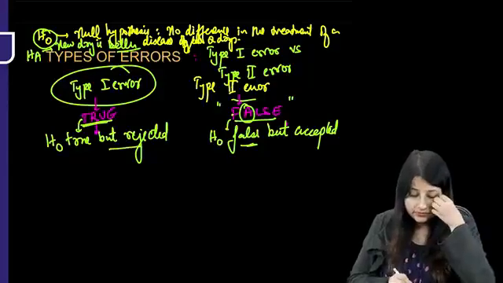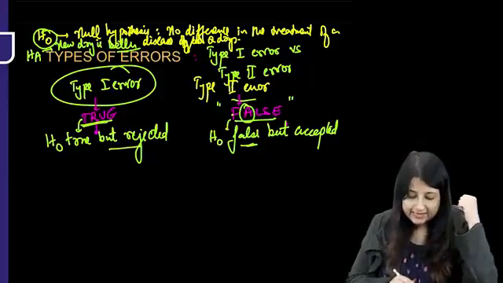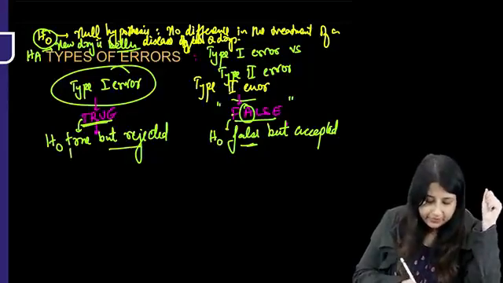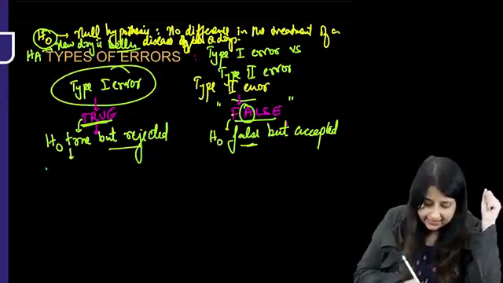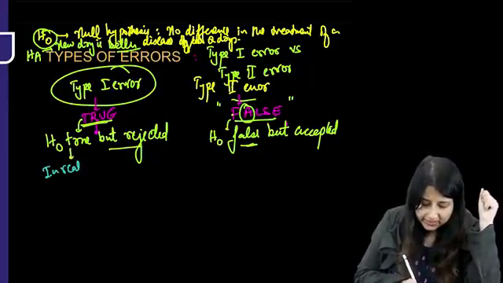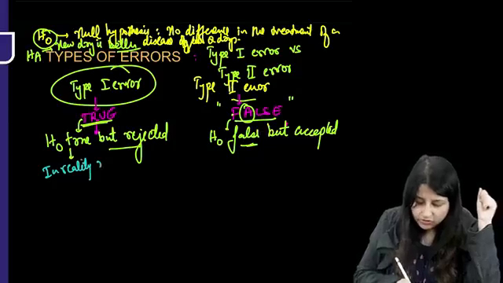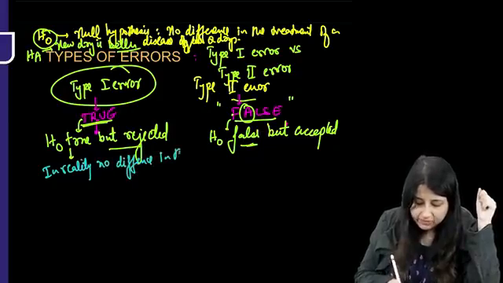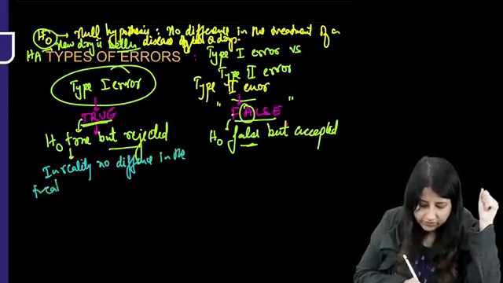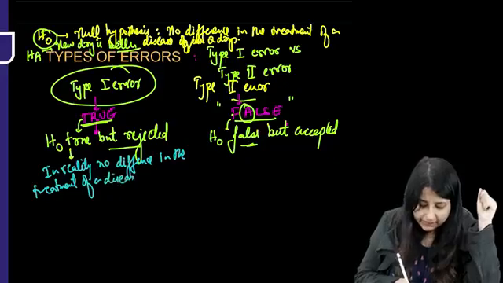So now what does this mean in type 1 error? That null hypothesis is true. That means in reality, I'm just going to quickly revise it, okay. In reality, H0 true means there is no difference in the treatment of a disease, alright, between what?